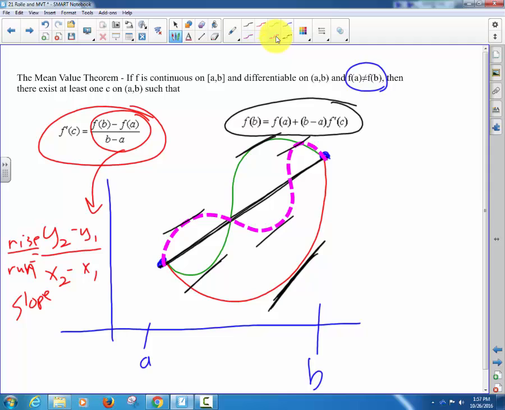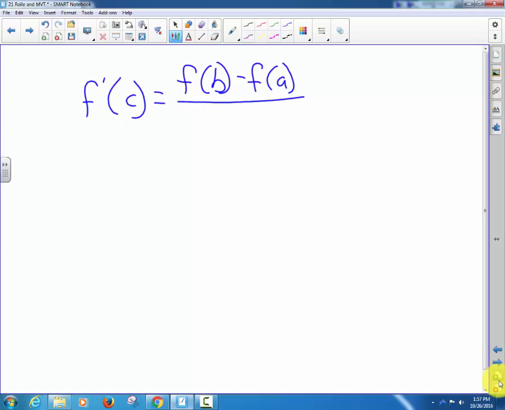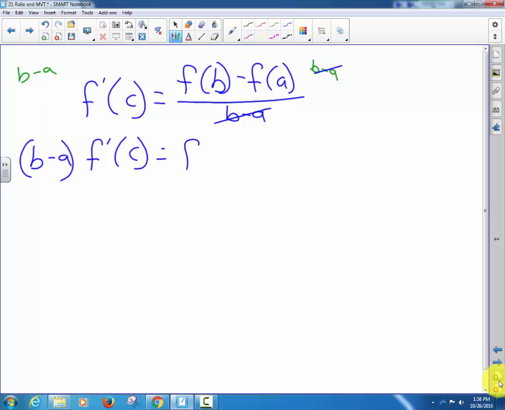Let's go to a new page. This is the conclusion of the mean value theorem. f prime of c is the function value at b minus the function value at a over b minus a. Okay? If we wanted to simplify that, we don't like fractions. What if we multiply both sides by b minus a? Then what do we have? b minus a times f prime of c equals, over here we can cancel the b minus a's, f of b minus f of a.